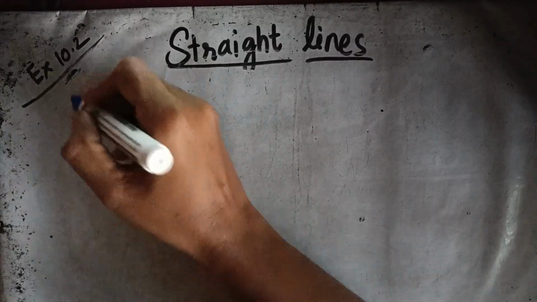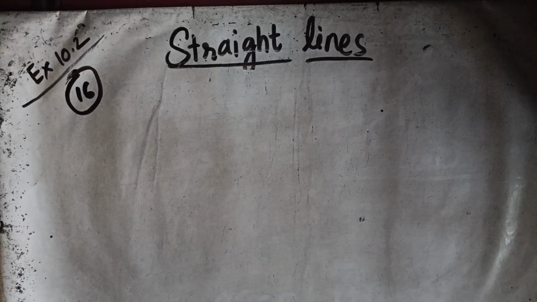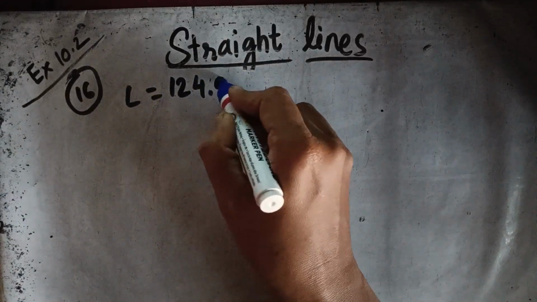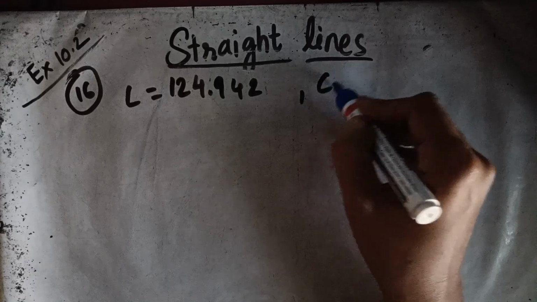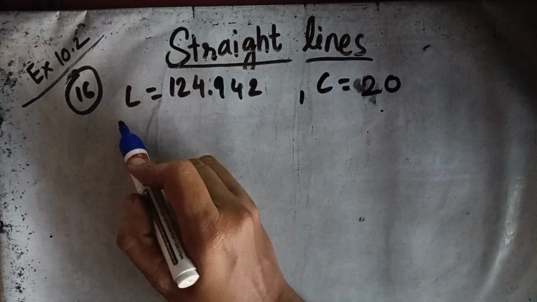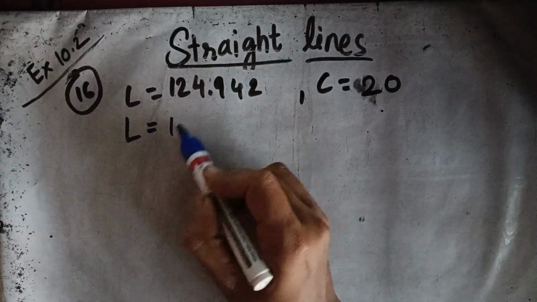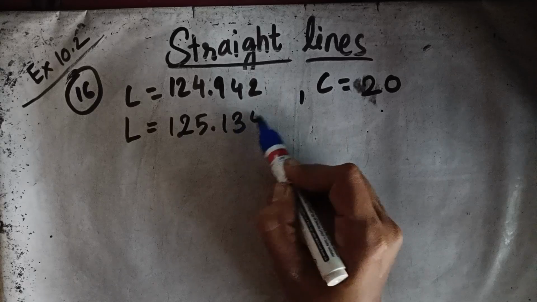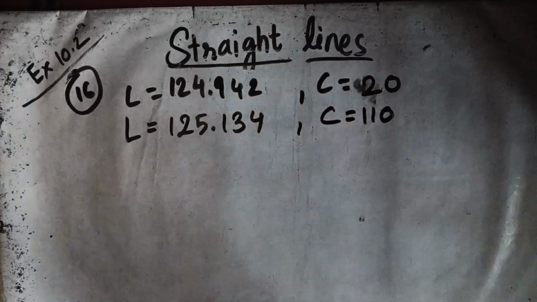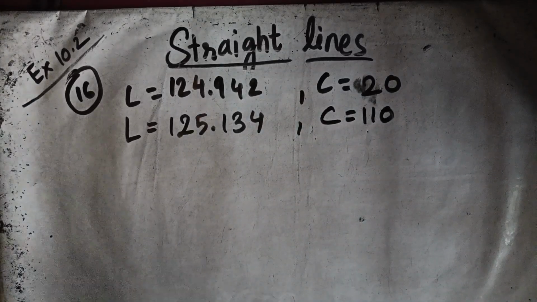Question 16. The length L in centimeters of a copper rod is a linear function of its Celsius temperature C. In an experiment, if L is 124.942 and C is 20, and L is 125.134 and C is 110. So we have to find the equation.